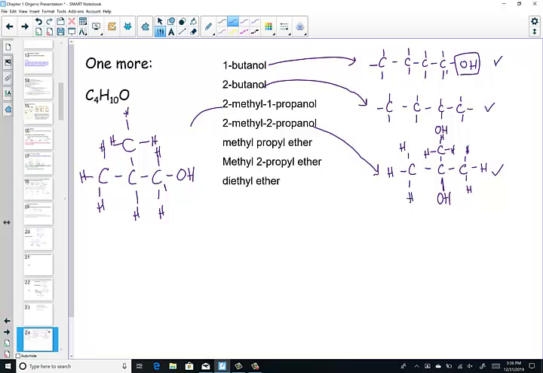Then we could start making ethers. We could make the oxygen become part of the chain itself. CH3O, CH2, CH2, CH3 completes the requirements for C4H10O. That is methyl propyl ether.